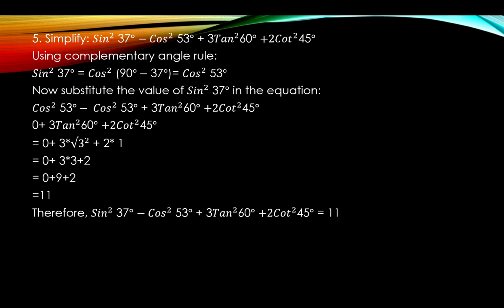Question number 5. Simplify sin squared 37 minus cos squared 53 plus 3 tan squared 60 plus 2 cot squared 45. I will not be giving the explanation for this question because it's a really simple and easy question. This is just like the question I gave you in the starting for explanation. So I will not be explaining, and you will have to explain it to yourself on your own.